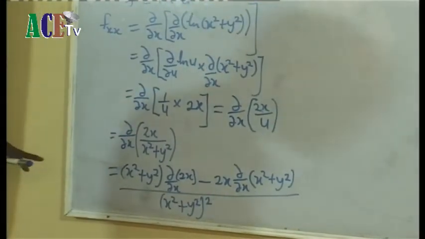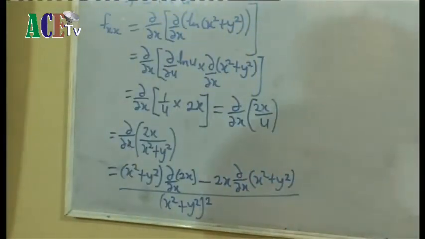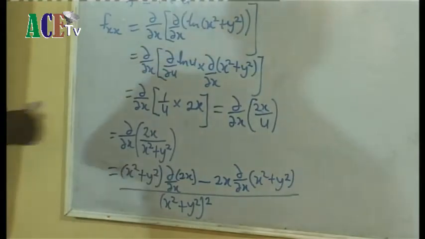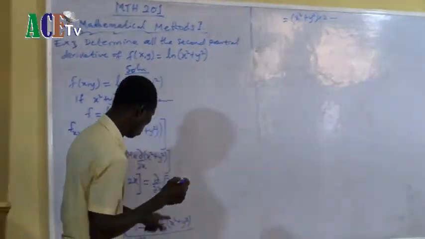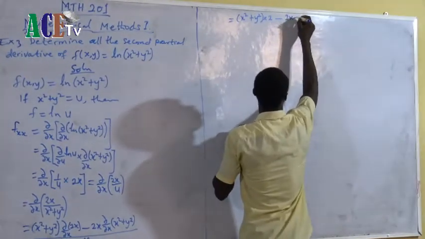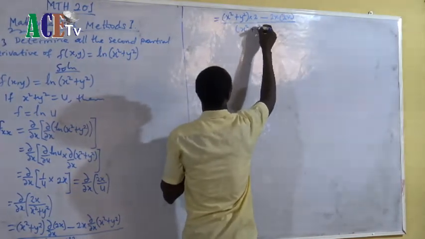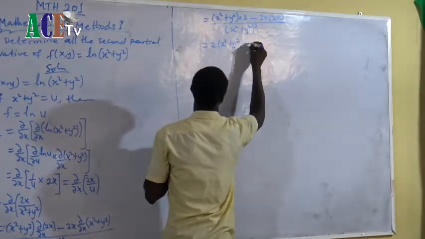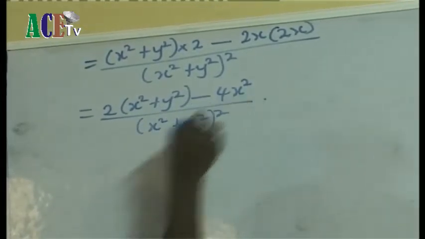Then I will differentiate that one. This one will remain as it is. This one, if I differentiate it, will give me 2. I will now have x squared plus y squared multiplied by 2, minus 2x. If I differentiate this one, it will give me 2x. That is 2x times, let me write in brackets, 2x over x squared plus y squared, everything squared. And this one will be 2 times x squared plus y squared minus 4x squared, divided by x squared plus y squared, everything raised to the power 2.